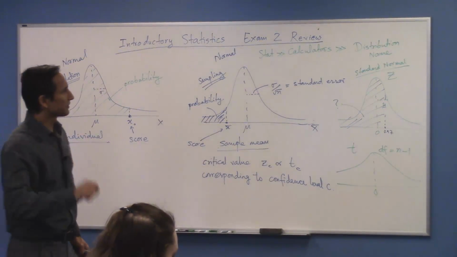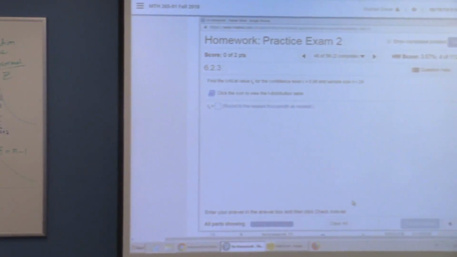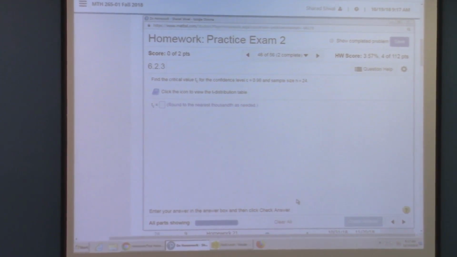It says find the critical value TC for the confidence level 98%, right? 98% confidence and sample size 24. So what that means is sample size 24 means the degrees of freedom is 24 minus 1, 23, right? And then what we are looking for is that value which gets you this 98% area in the middle.